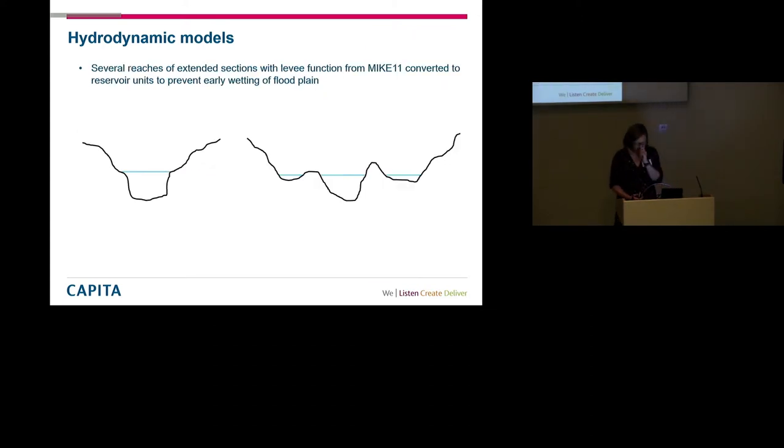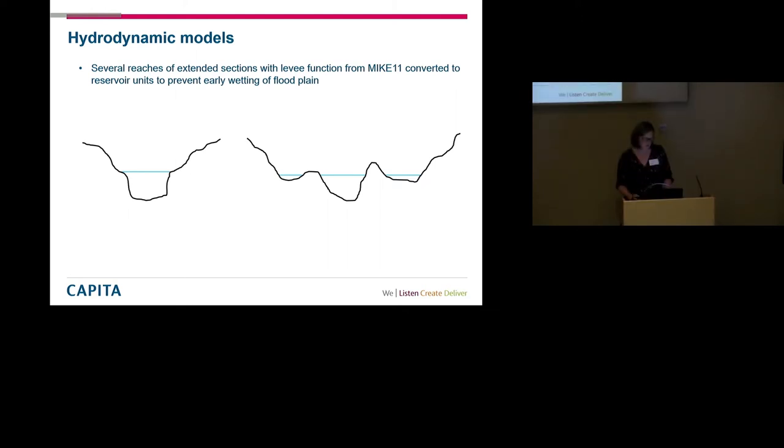Now, ideally, the cross-sections would have looked like this on the left-hand side. However, if any of you have been to East Anglia, you'll know that it's quite flat. So there was a lot of embankment and a lot of low-lying floodplain. Within the Mike 11 model, the extended sections had a levee function, meaning that the floodplains shown on the right image weren't activated until the banks were overtopped. However, in Flood Modeller, the floodplain was activating before the channel reached bank full.